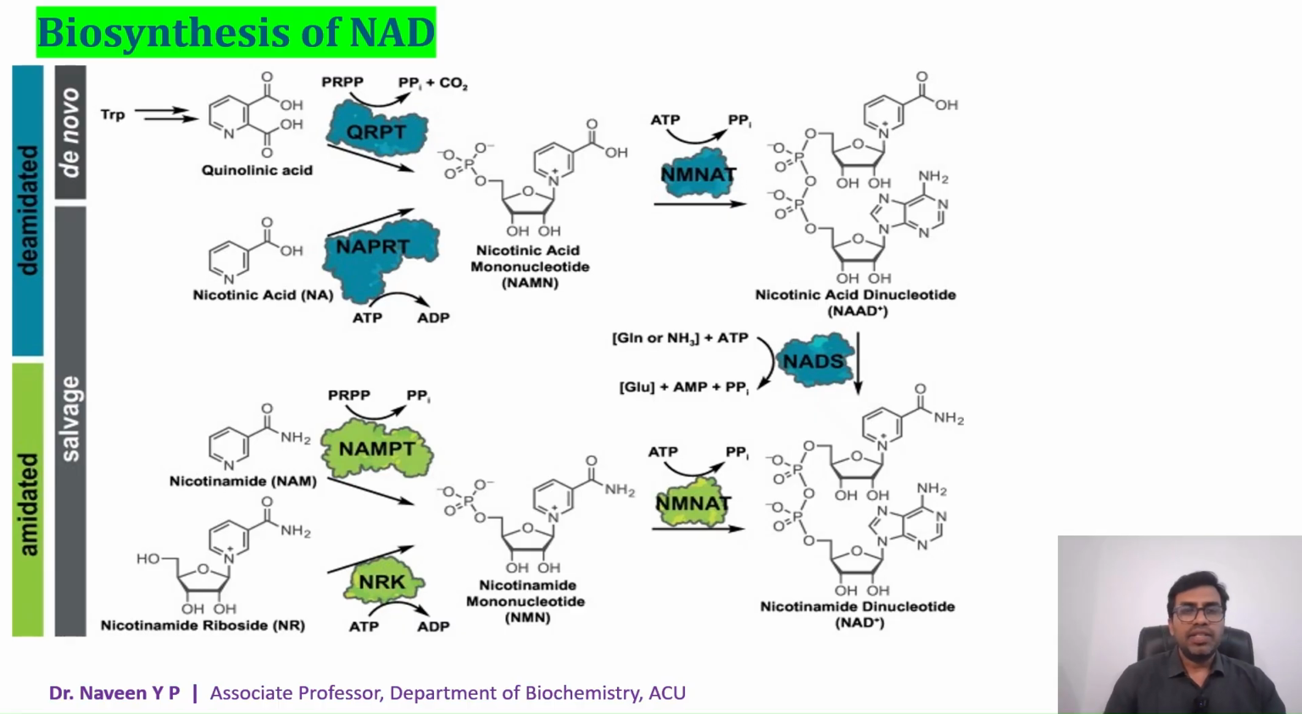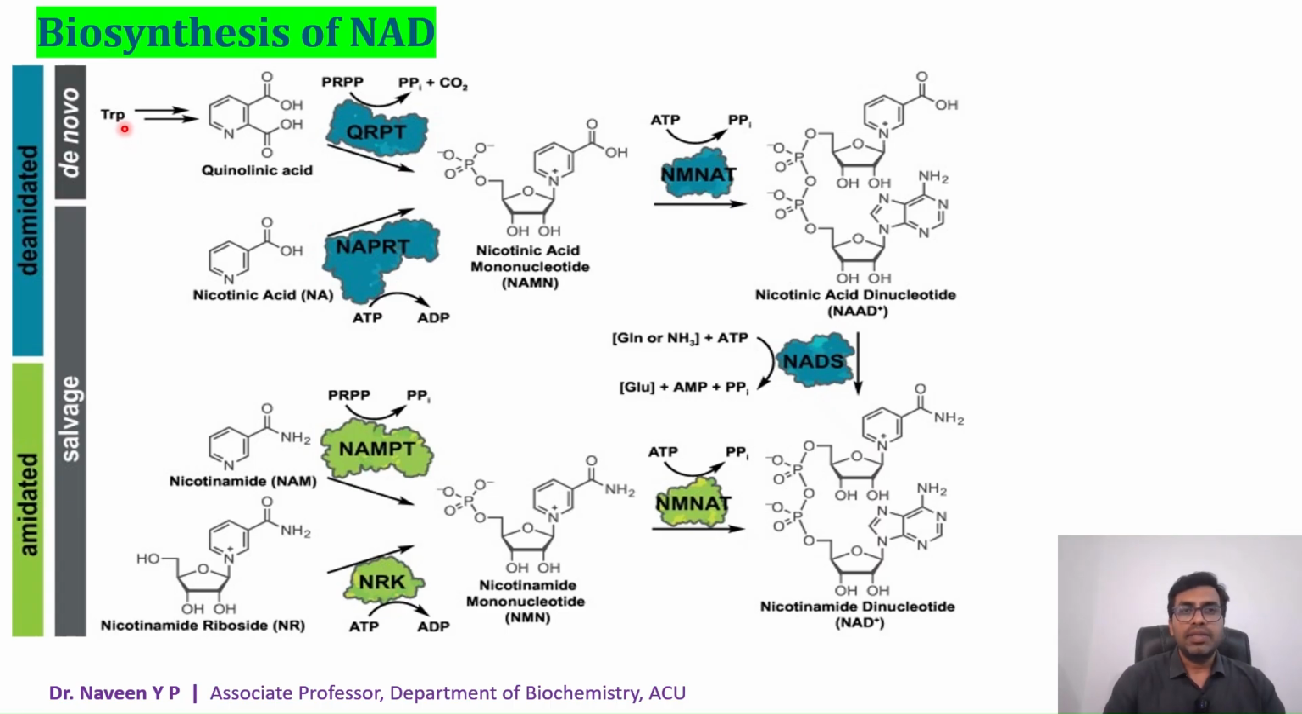In this slide, we will understand how the biosynthesis of NAD will happen. NAD biosynthesis happens by 2 pathways. One is de novo synthesis, and then another one is salvage pathway. De novo synthesis is the one where the whole molecule is synthesized from scratch. Now the tryptophan is important. Tryptophan is one of the essential amino acids.